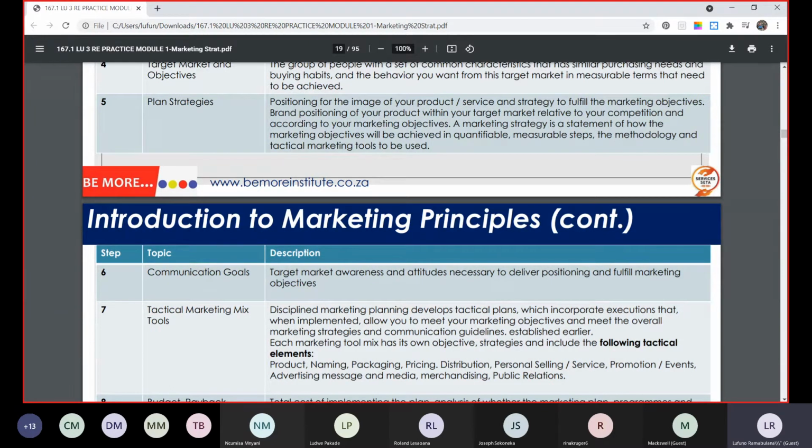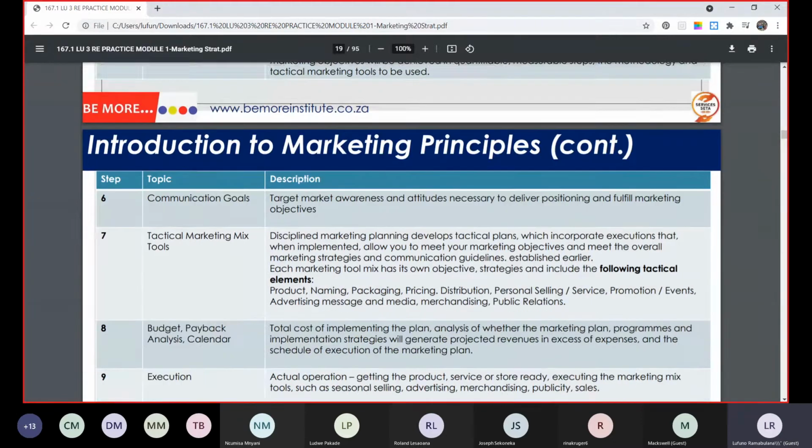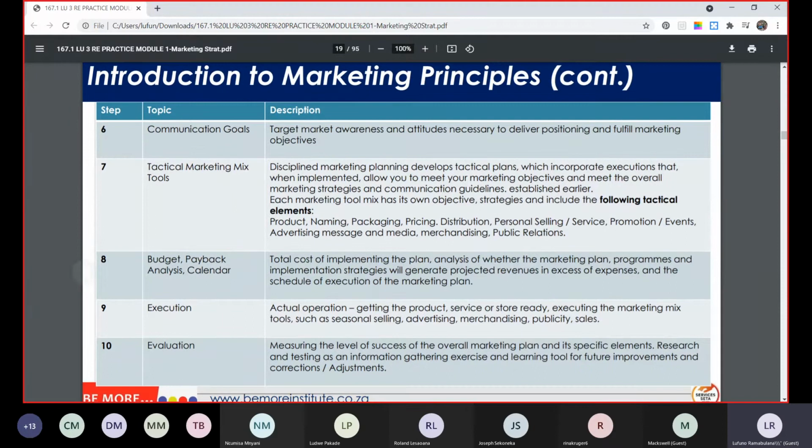Your communication goals are about the market's awareness and attitudes necessary to deliver positioning and fulfill a marketing objective. So your tool mix, we've already spoken about that.